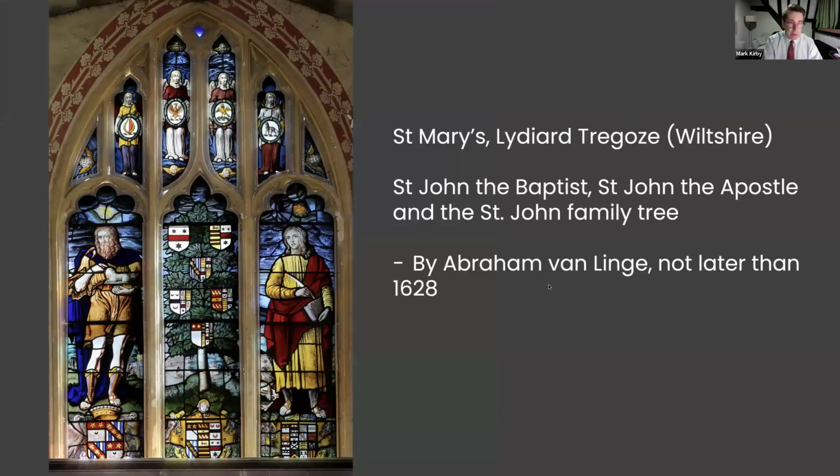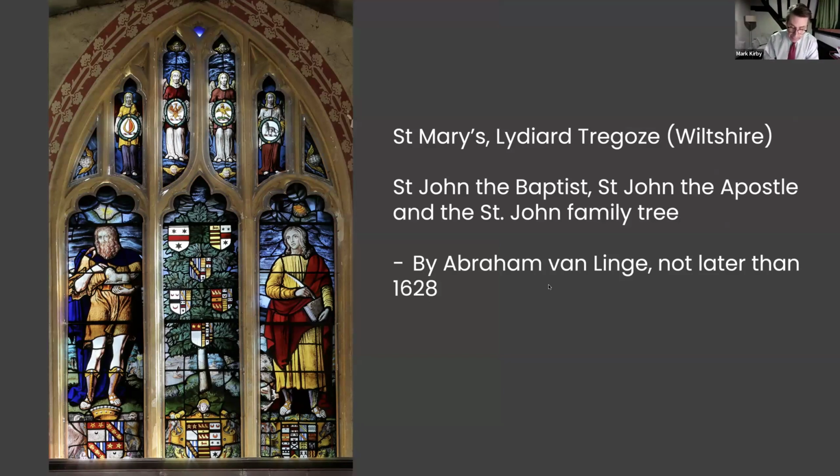And it's a play on his personal and family name, with St. John the Baptist and St. John the Apostle flanking the St. John family tree, and it's literally represented as being a tree. And he also filled the east window of St. Mary's Battersea with yet more family armorials in 1631. We see here for the first time in this discussion the name of Abraham Van Linge, and his is a name that we will come back to.